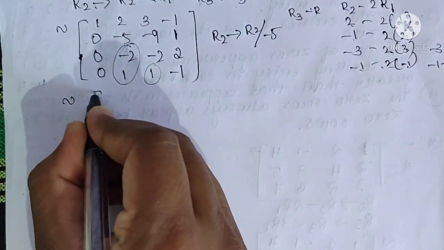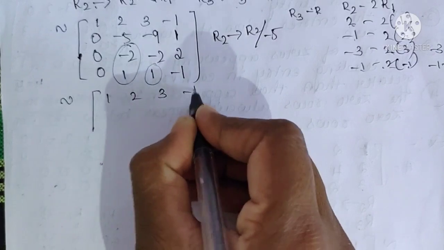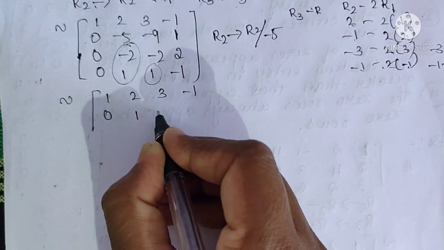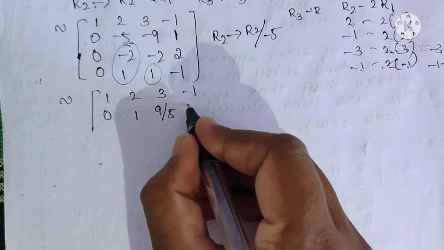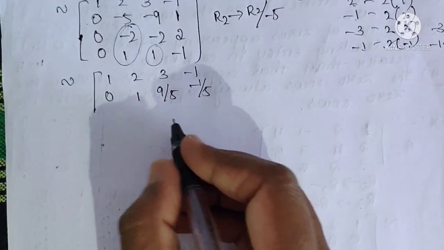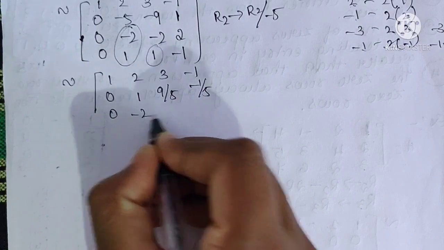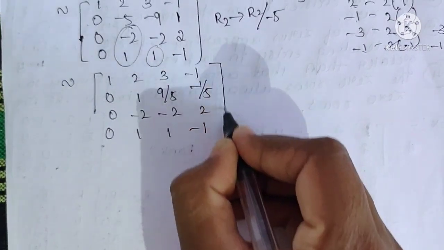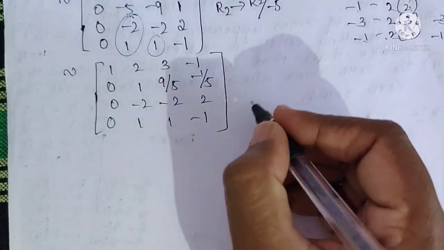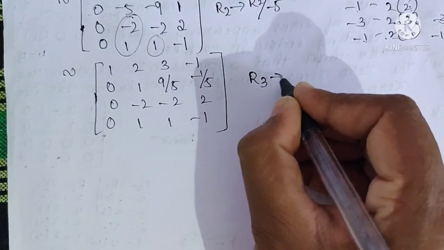Then the reduced matrix is 1 2 3 minus 1, 0 1, minus 9 by minus 5 is 9 by 5, minus minus get cancelled, minus 1 by 5. Next, the second row as it is: 0 minus 2 minus 2 2, 0 1 1 minus 1. Now apply row transformation. Row 3 changes to row 3.